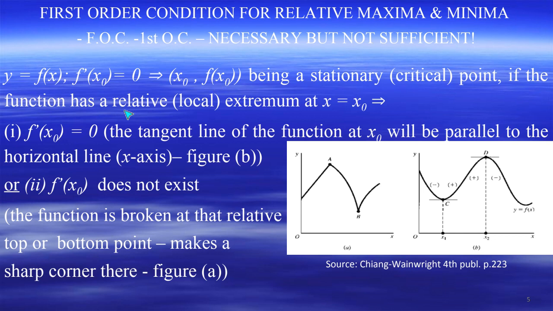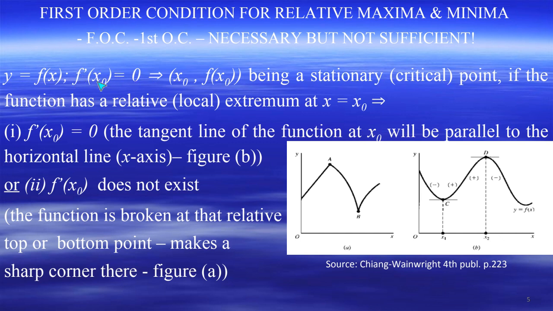Great. So y equals f(x) is our objective function now. We take its first derivative and equate it to 0. If at some point the first derivative of the function is equal to 0, this point (x0, f(x0)), x0 is the abscissa, f(x0) is the ordinate, so the two coordinates make the point, this point is a stationary or critical point. What does it mean? The first derivative is 0.